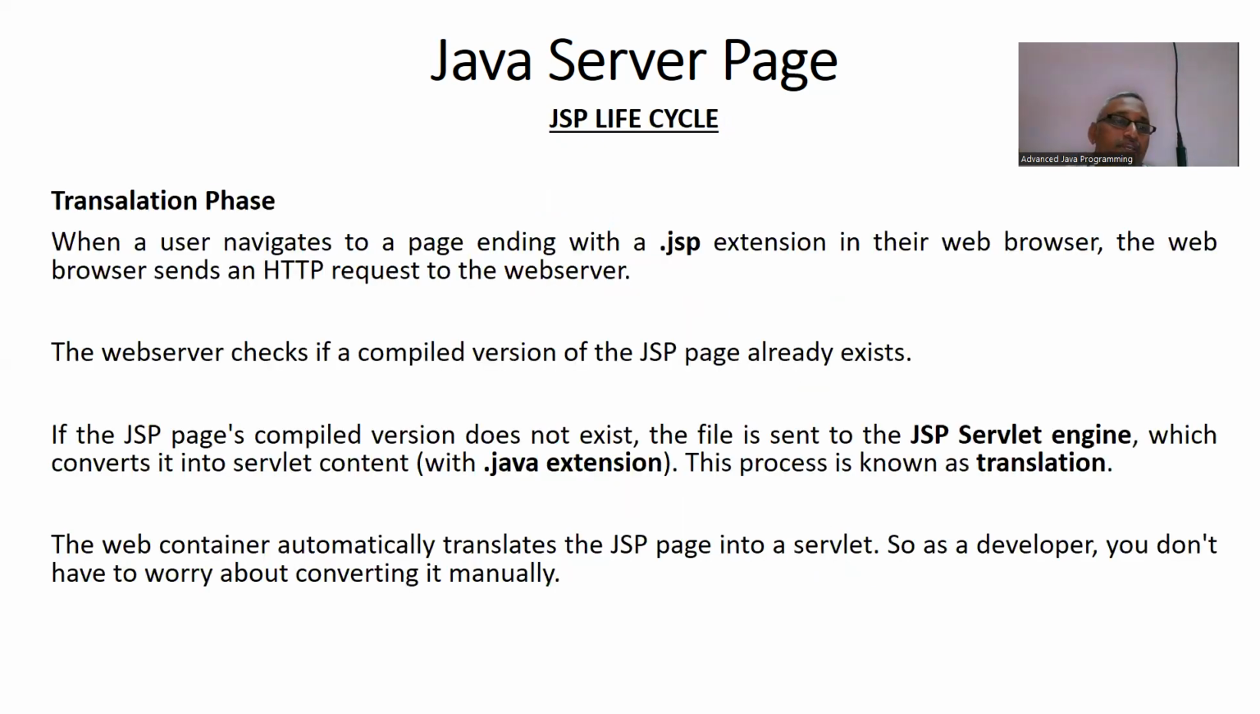Next thing, translation phase. A user navigates to a page ending with the .jsp extension in their web browser. The web browser sends an HTTP request to the web server. The web server checks if a compiled version of the JSP page already exists. If the compiled version does not exist, the file is sent to the JSP servlet engine, which converts it into servlet contents. This process is known as the translation phase.